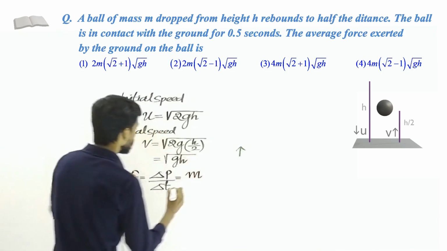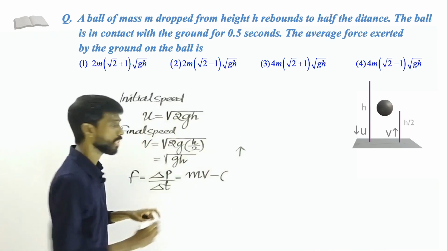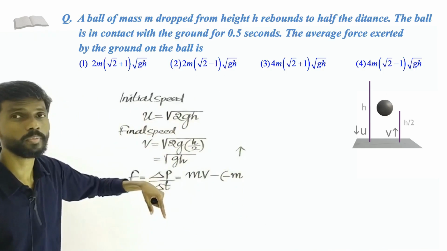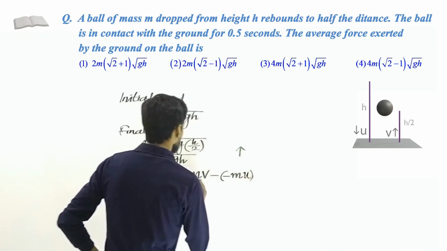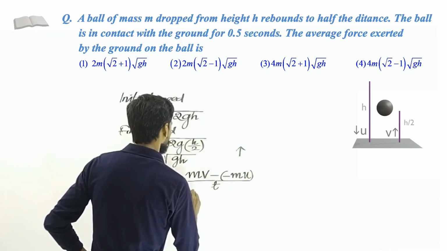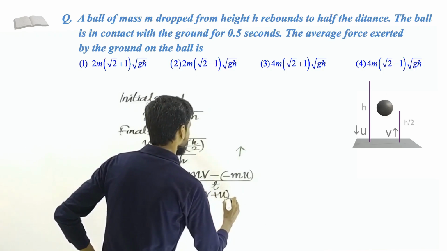Mass multiplied by the final speed, mv, minus the initial momentum, which is mass multiplied by, but minus, remember, the initial momentum is negative because it is in the opposite direction. So minus mu, divided by the time. So if you take m common, this is m(v plus u) divided by t. So that's all.